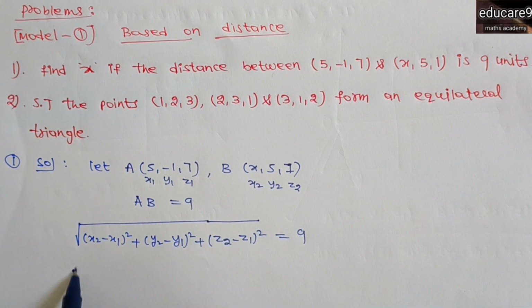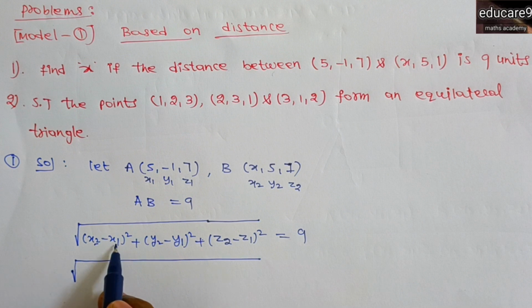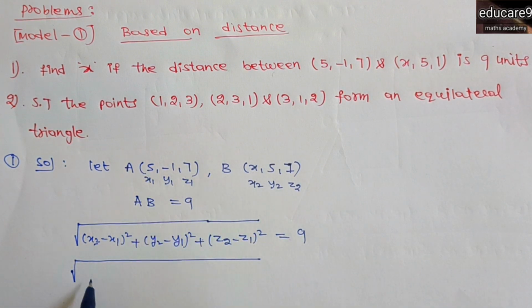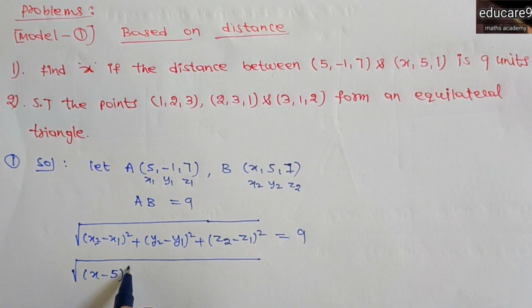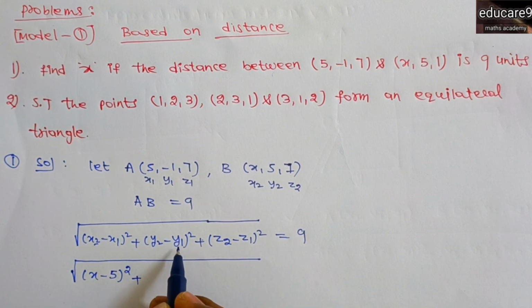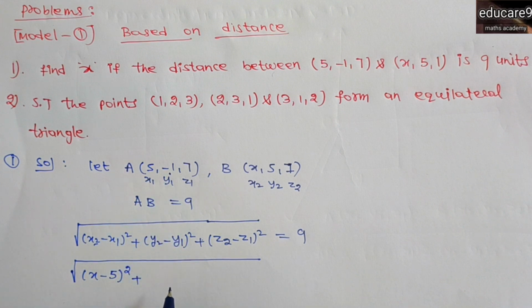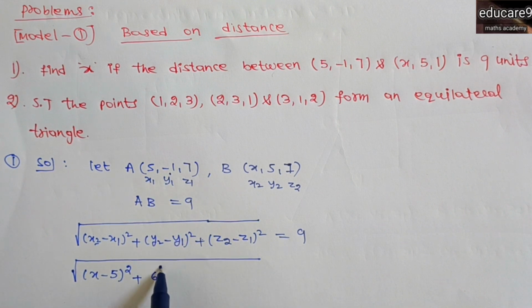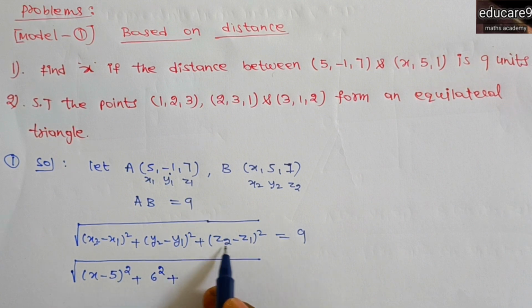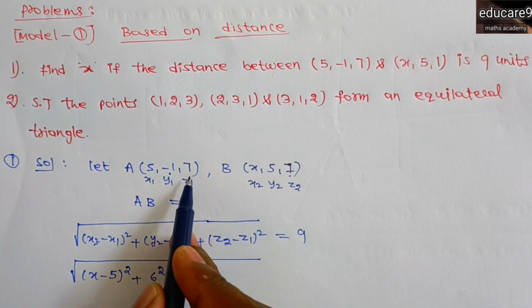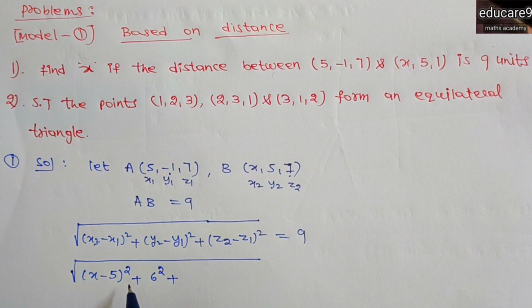Now first, square root of x2 minus x1, that is (x minus 5) whole square, plus y2 minus y1. What is y2 minus y1? 5 minus of minus 1, that is 5 plus 1, 6. You can write 6 square, plus z2 minus z1, that is 1 minus 7. We know 1 minus 7 is minus 6, whole square, which equals 9.